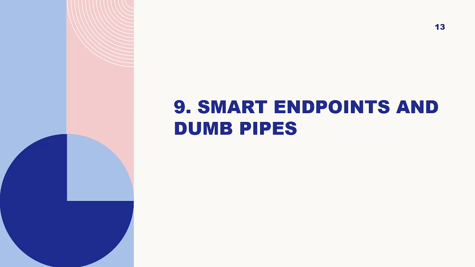Now let's talk about the last attribute, which is smart endpoints and dumb pipes. Finally, let's discuss smart endpoints and dumb pipes. This concept refers to the architectural distinction in software design where the endpoint, the service, contains the logic and intelligence, whereas the pipes, the data transport mechanism, focus solely on efficient data transfer.